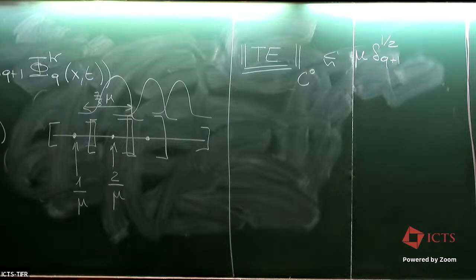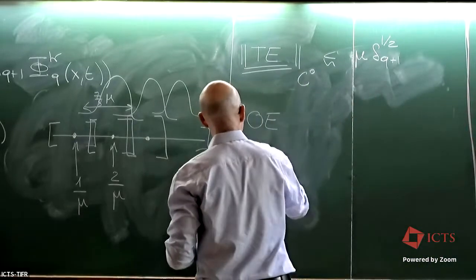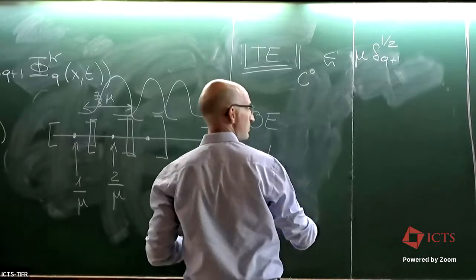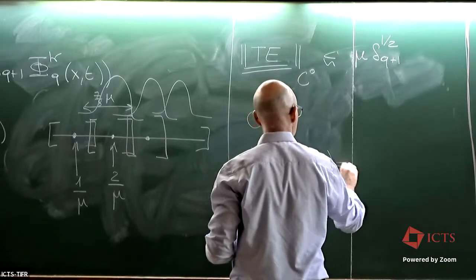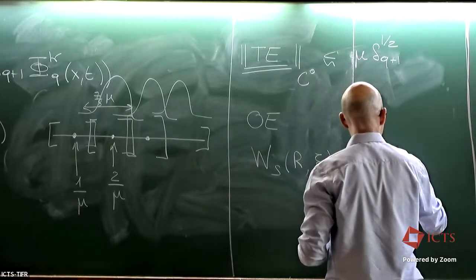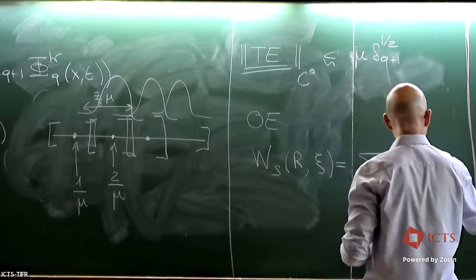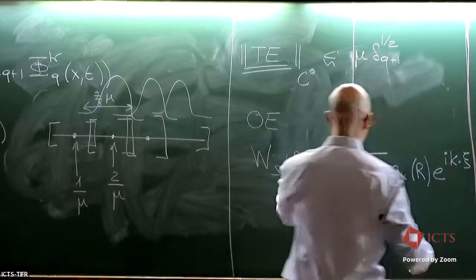so the oscillation error, so remember there was a part which was supposed to completely cancel, right? And that part was kind of the tensor WS. So to understand the oscillation error, recall that in our ansatz, the WS was what? The WS of R and Xi was something like the sum over k of a_k of R, and then it was e to the i k dot psi, okay?